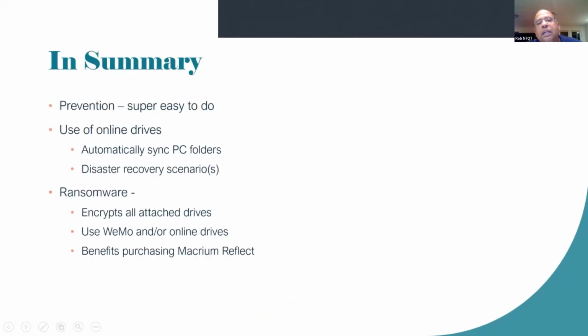And in summary, it's easy to prevent stuff from happening. You could use online drives to save your images too. And that, as Dan pointed out, was another place that's safe to store your stuff, as long as you don't have all your information exposed and somebody hacks into one of your folders. So anyway, in terms of ransomware, it encrypts all attached devices. And so that's one of the benefits of purchasing Macrium.